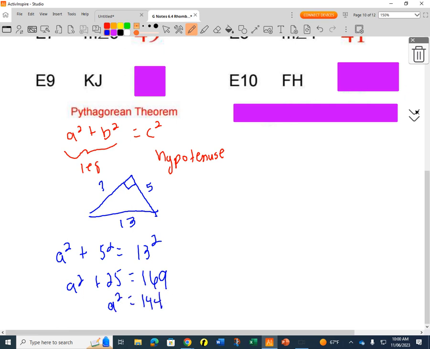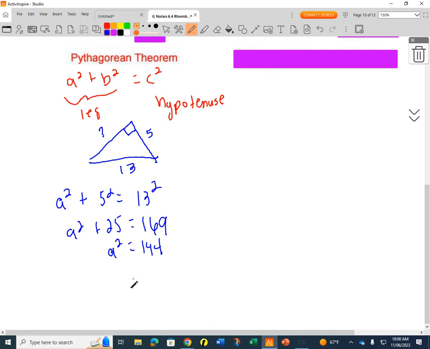And this is where you use the square root button on your calculator. You can put 144 in and then hit the square root button. Remember that there's a positive and negative square root of 144, but we're talking about distance, so we only use the positive one. So the length of A, the length of KJ, is 12. Any questions on that?